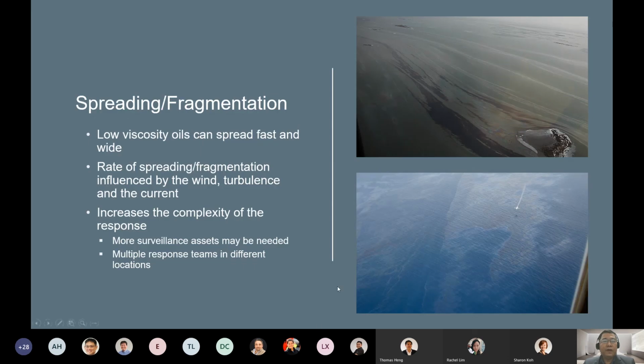Okay, so when we say spreading, or sometimes not only spreading but also the oil getting fragmented, low viscosity oils can spread fast and wide. This is because it is affected by the wind, the turbulence, and the current. Once this happens, it increases the complexity of the response, such as needing more surveillance assets, and we might also need multiple response teams in different locations.